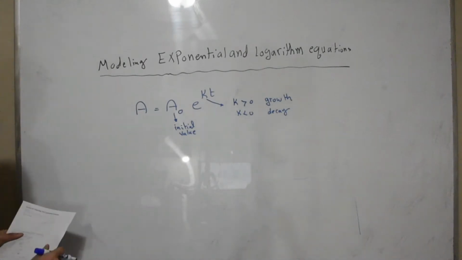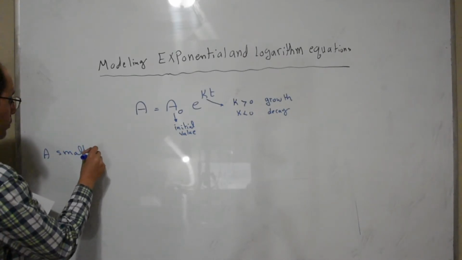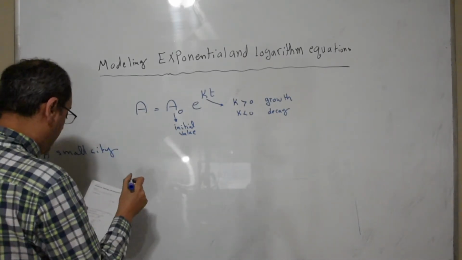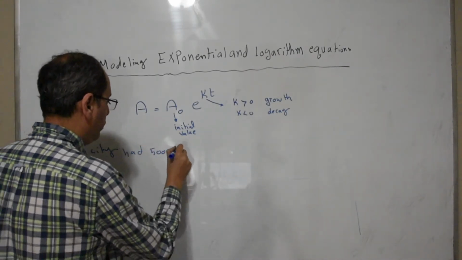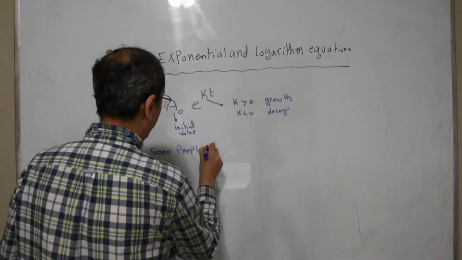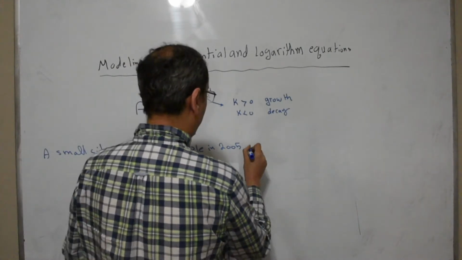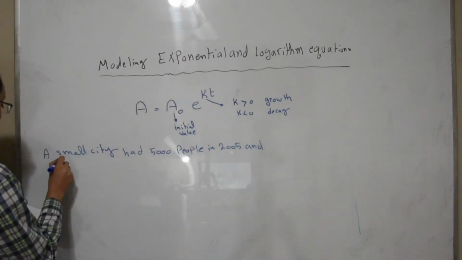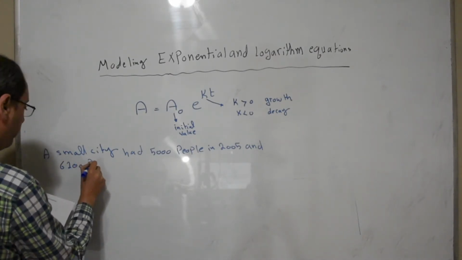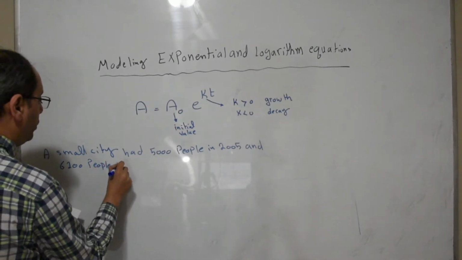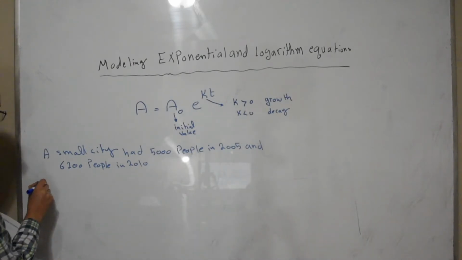So let's see. I have a model here. A small city had 5,000 people in 2005 and 6,200 people in 2010. So now we need to create the model.